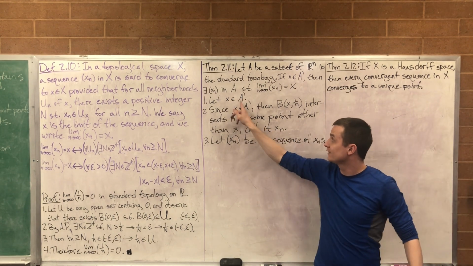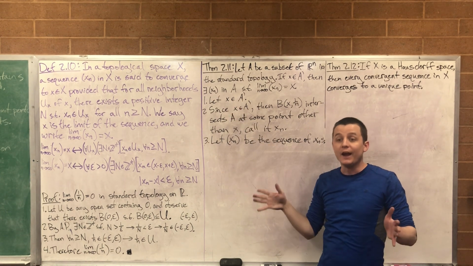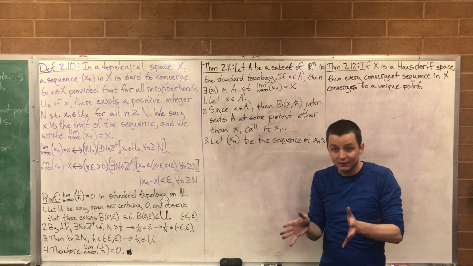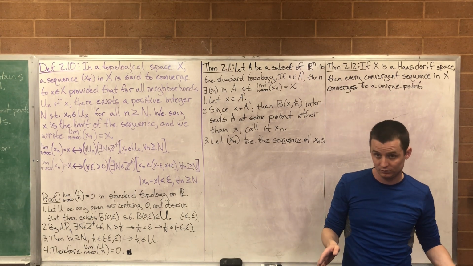So I know that x is a limit point. What does it mean for it to be a limit point? It means every open set containing it intersects A at a point other than x.